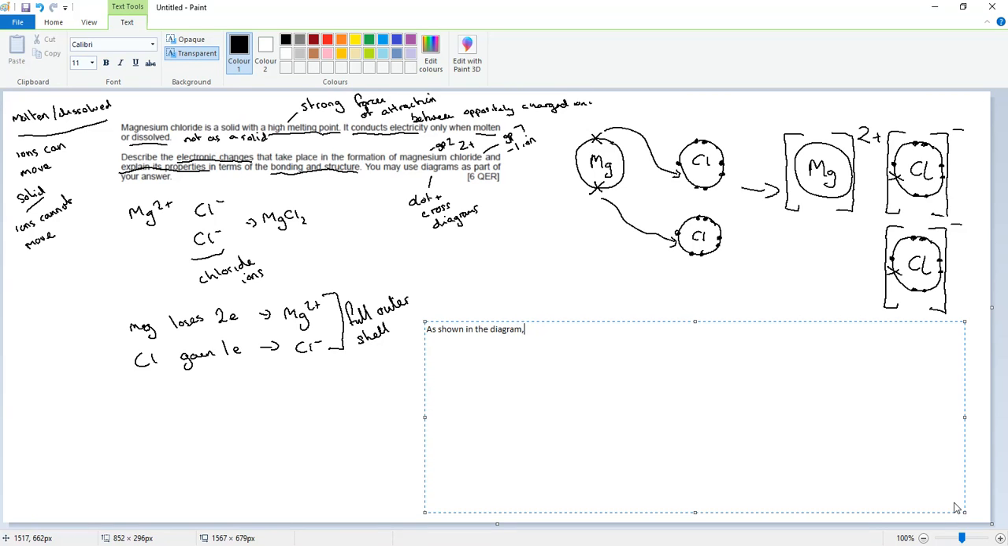So as shown in the diagram, the magnesium, so we need to be careful that we use atom and ion in the right places. So the magnesium atom loses 2 electrons to make a Mg2+ ion. Now, when you're doing this, you need to make sure that the 2+ is superscript, but it's difficult to do on this without faffing around too much. So the magnesium atom loses 2 electrons to make a Mg2+ ion. This has a full outer shell.